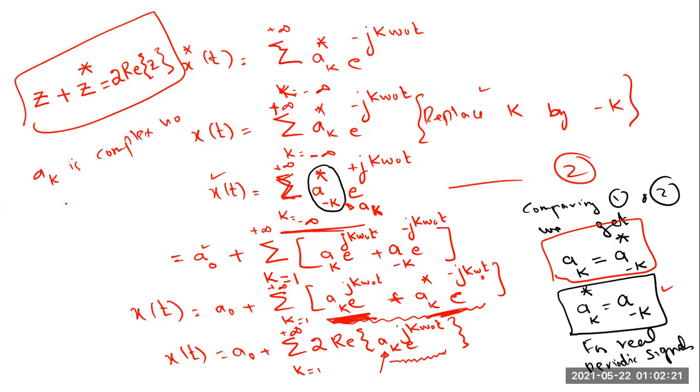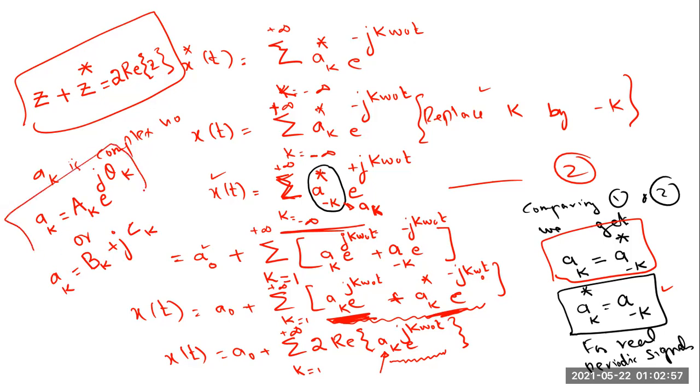Now there are two possibilities. We can either represent this complex number in polar form. So we can say this ak is a number whose magnitude is, let's say, capital Ak, and its phase is, let's say, theta. This is one possibility. Or an alternate possibility is that the complex number can also be represented in terms of its real part, let's call that real part Bk, plus its imaginary part, let's call this Ck. So these are two possibilities that we can use over here. Okay, so let me use the first one and then see what we get.